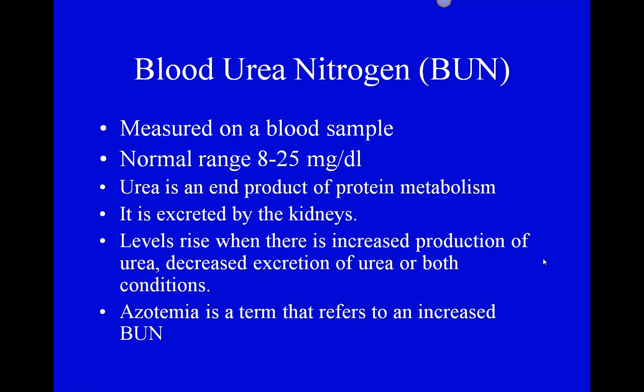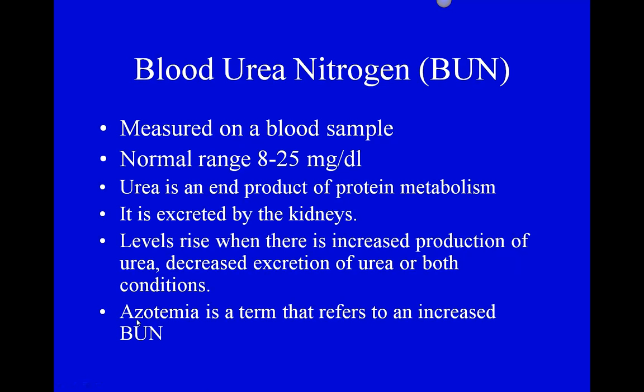So what would cause those levels to increase? Well, they would increase if the body's producing more urea. In other words, more protein is being broken down by me or my body. And they would also increase when I'm unable to get rid of that waste product like I should. So what if something's wrong with one of my kidneys? It's blocked by a stone. The blood levels of urea would start to increase.